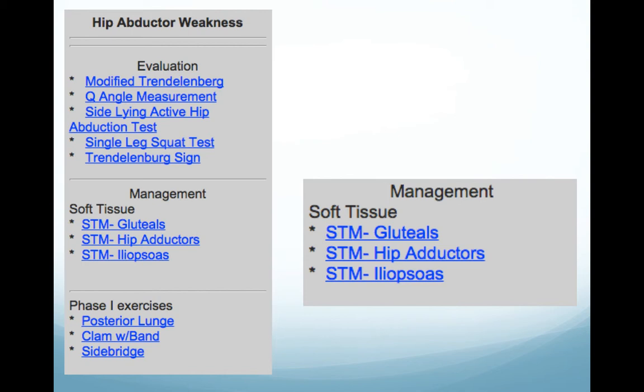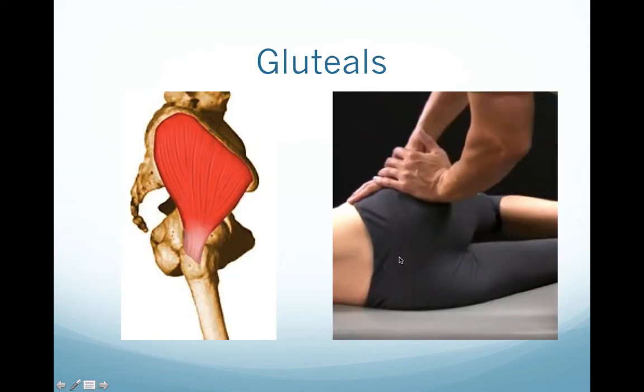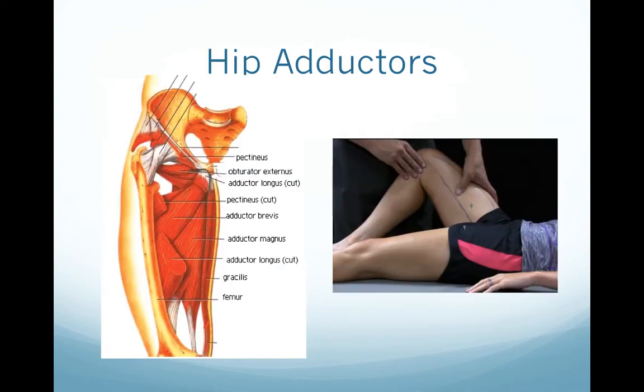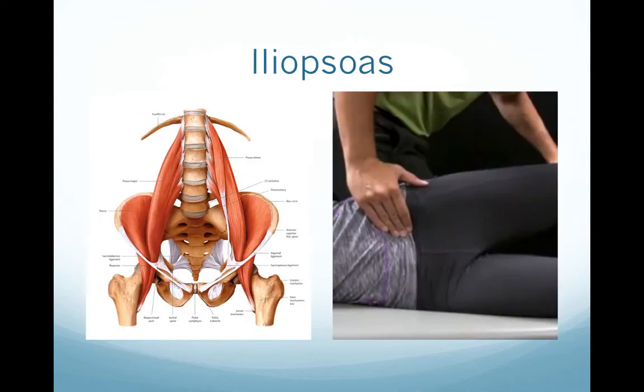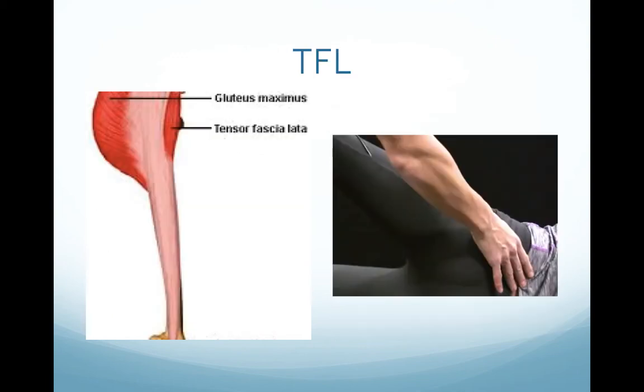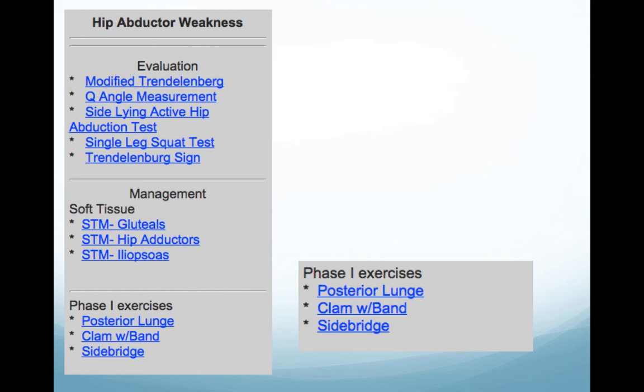Well, we're going to work out the muscles that are weak or tight through soft tissue manipulation. That includes the gluteal muscles, the hip adductors, the iliopsoas, which is commonly tight, and finally the tensor fascia lata. The other thing that we want to do is we want to obviously strengthen the muscles that are weak. So the primary goal of management is to strengthen the hip abductor. So in symptomatic patients, when we're able to strengthen the hip abductor, that correlates with improvement. And stronger hip abductors are less likely to lead to injuries. We've seen that in many studies.